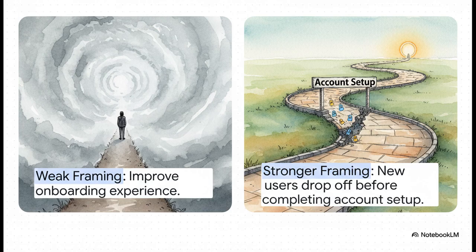Okay, check this out. The difference here is night and day. "Improve onboarding experience" is, well, it's a vague wish, but framing it as "new users drop off before completing account setup," now that gives us a specific failure, a clear user group, and a concrete outcome to fix. Just by doing this, we've already applied a powerful constraint that focuses all our efforts.